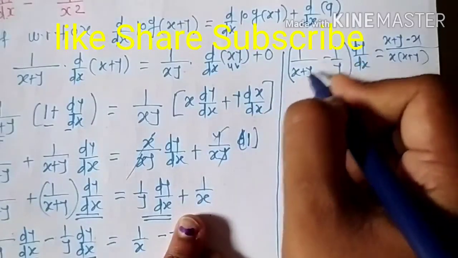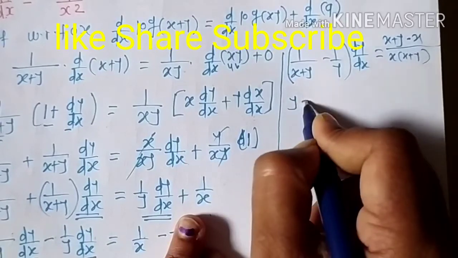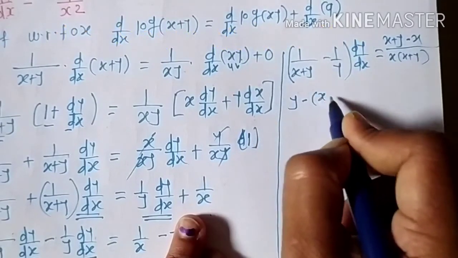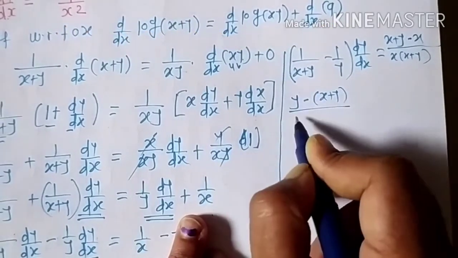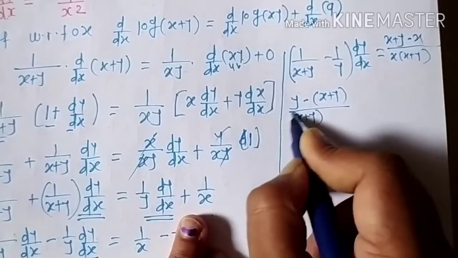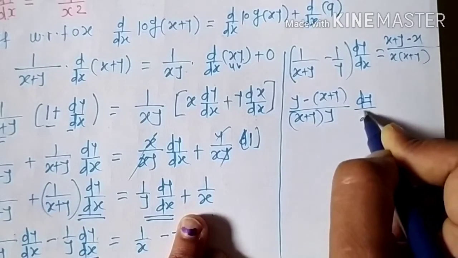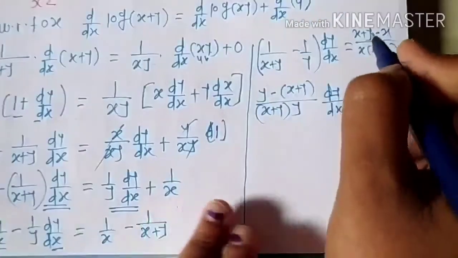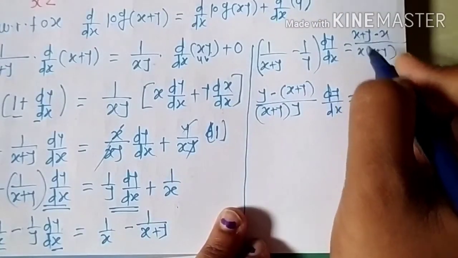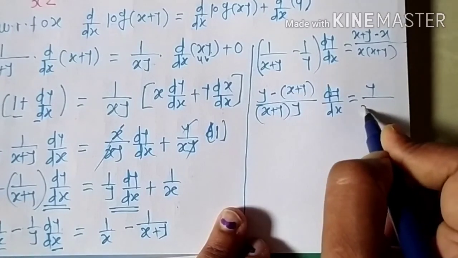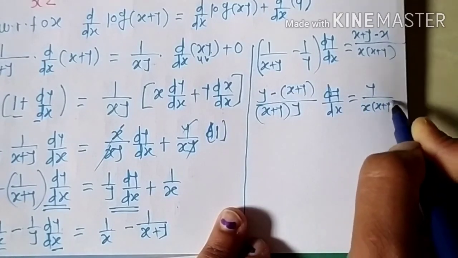Then here also take cross multiplication: y minus x plus y divided by x plus y into y, is equal to, into dy by dx, is equal to, cancel out the common term, remaining is y divided by x into x plus y is there.